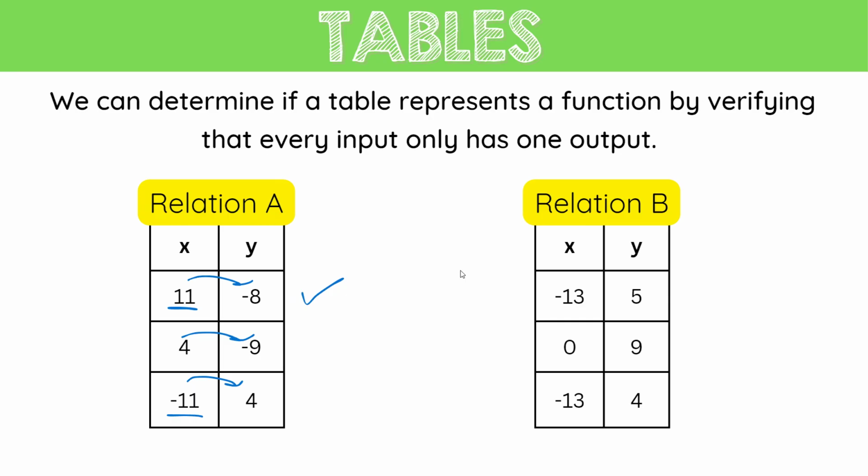Okay, so for relation B, do you think this is a function? Does every input go to exactly one output? Relation B is actually not a function. Negative 13 goes to 5, and then we also see that negative 13 goes to 4. So remember, only one input can have one output, so it shouldn't have 5 and 4 as outputs.